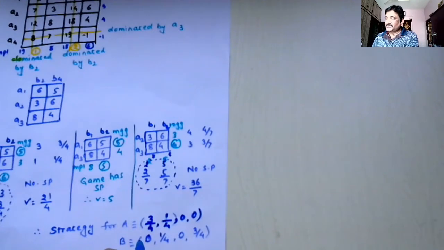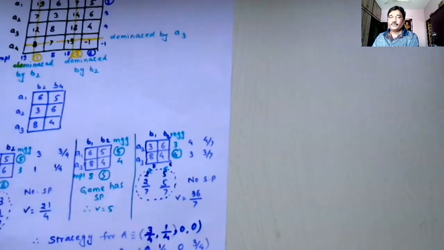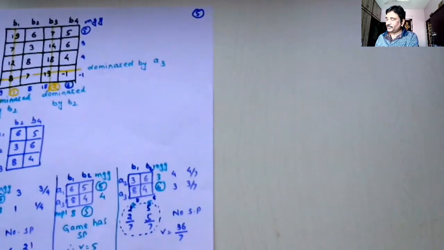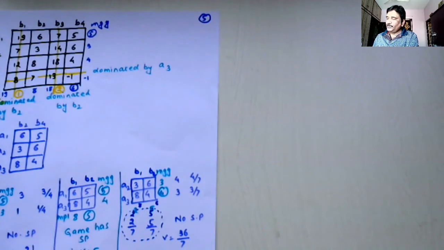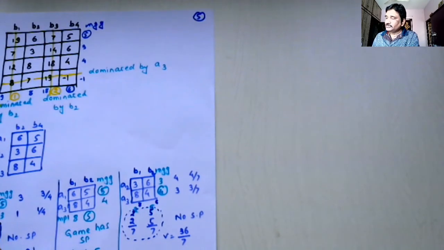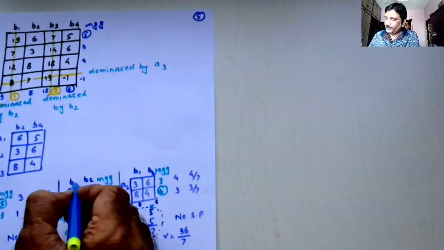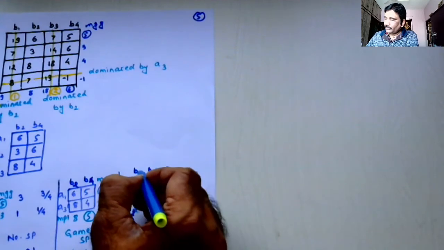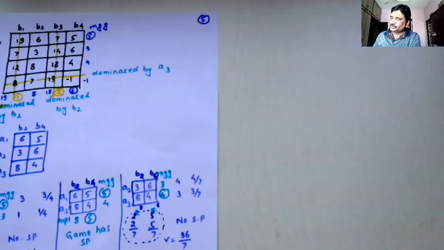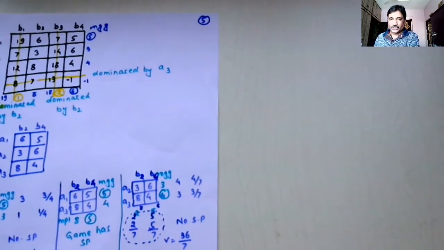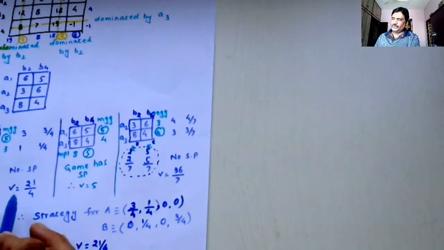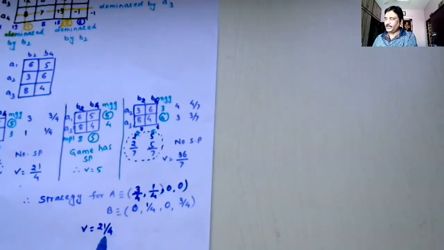And the statement of strategy for player B: we already know that B1 is not getting played. We have eliminated it, so the proportion is 0. Then this in fact is not B1, B2, this is B2, B4. Proportion of course of action B2 is 1 by 4, B3 is eliminated, so 0, and B4 is 3 by 4, as you see from here. And the game value you have already found, that is 21 by 4.